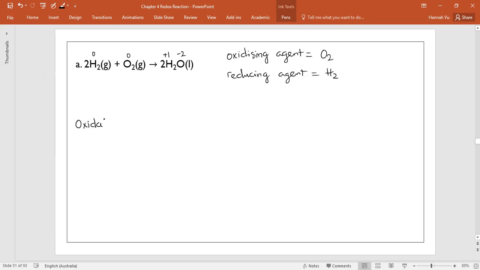So oxidation is going to be the reducing agent undergoing oxidation. So in this case, I'm going to go H2 going to H2O, because you can't split H2O into smaller parts, you just have to use the whole thing. And I'm just setting things up here. Reduction is going to be O2 going to H2O. Okay, so let's start with oxidation.